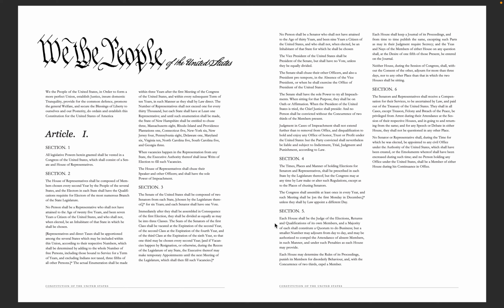Section 5 says the majority of each shall constitute a quorum to do business. This essentially means a quorum is needed to allow the body to function. So in the Senate, we currently have 100 senators, so a quorum under the Constitution would be 51 senators, and in the House, out of 435, 218 would need to show up for the House to conduct business.